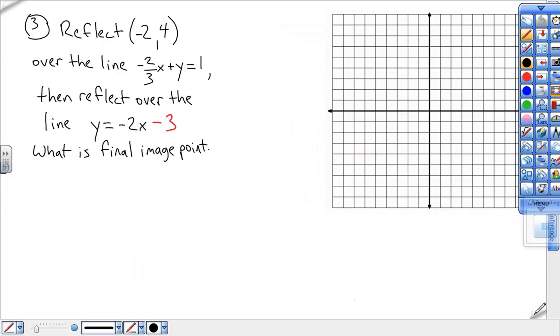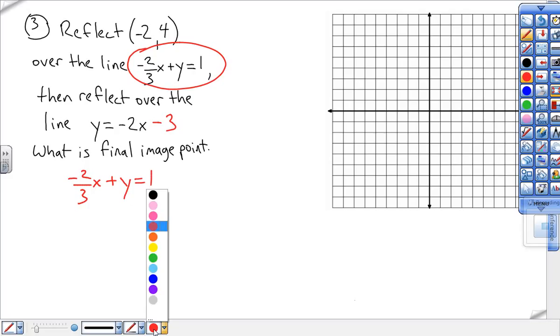Next problem. I did have to make a change, so I made that y-intercept for that second line negative 3. I have to solve this for y, so I'm going to add 2/3 x to both sides to get that y all by itself.